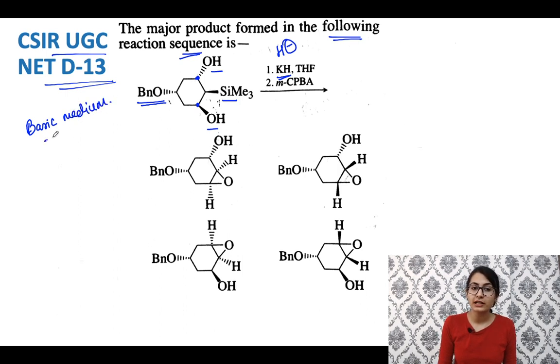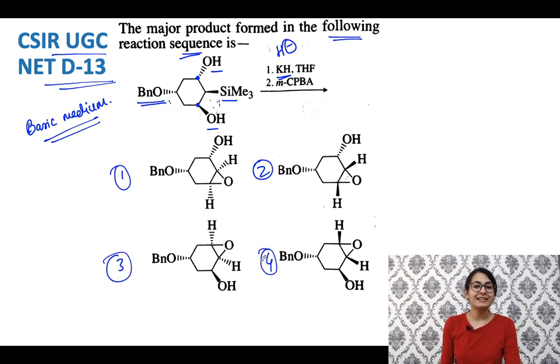What is going to be the correct answer? How are we going to form an alkene in the basic medium? Okay, you can do that by yourself. This is 1, this is 2, this is 3, and this is 4. Okay, right. So do it by yourself and then check it.